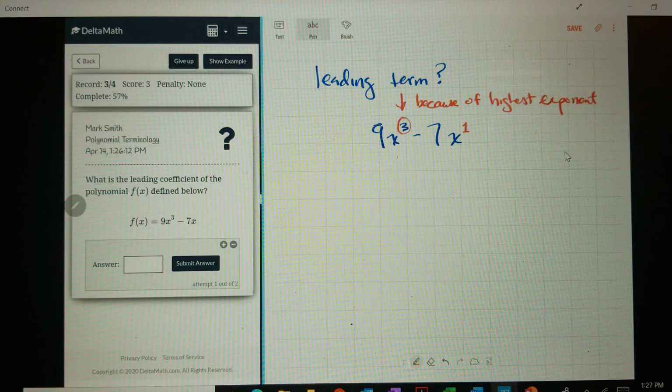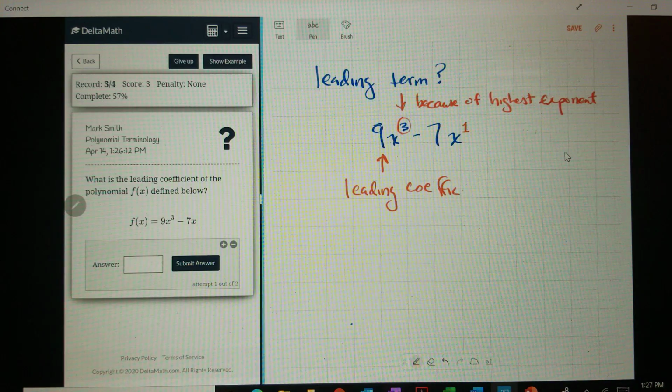And then it says, what is the leading coefficient? The leading coefficient is a coefficient, a number in front of a variable. So the leading coefficient is going to be the coefficient for the leading term.